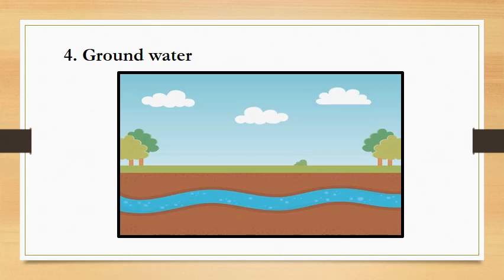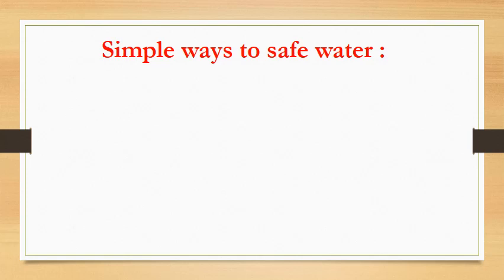And the fourth one is groundwater, or underground water. We can find this groundwater under the earth, under the ground, in places where the water is little, as I mentioned. And so, as we can see, we have to save this water.